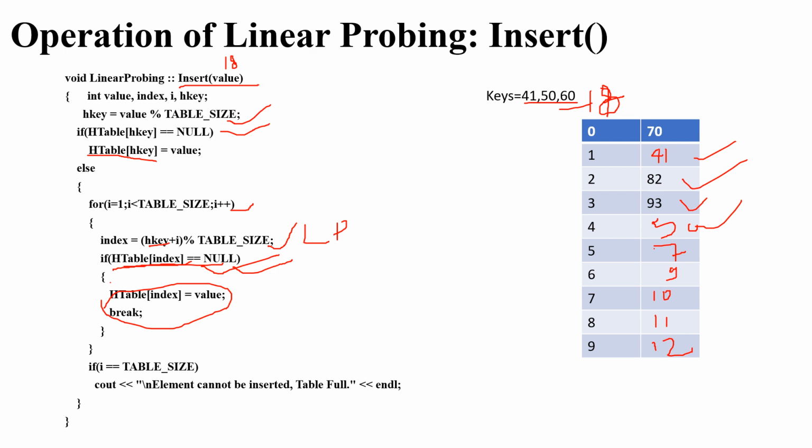Then we'll check the hash table at index 8. Is it free? No, it's not free. Then come to the else part.